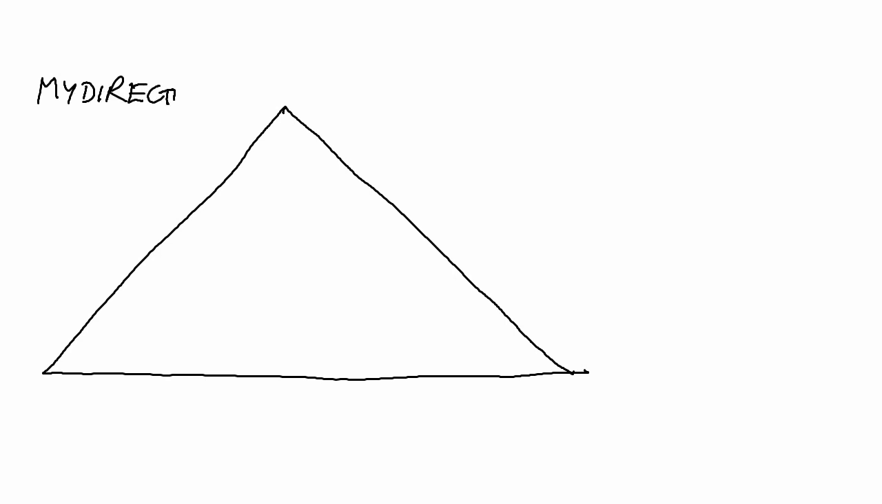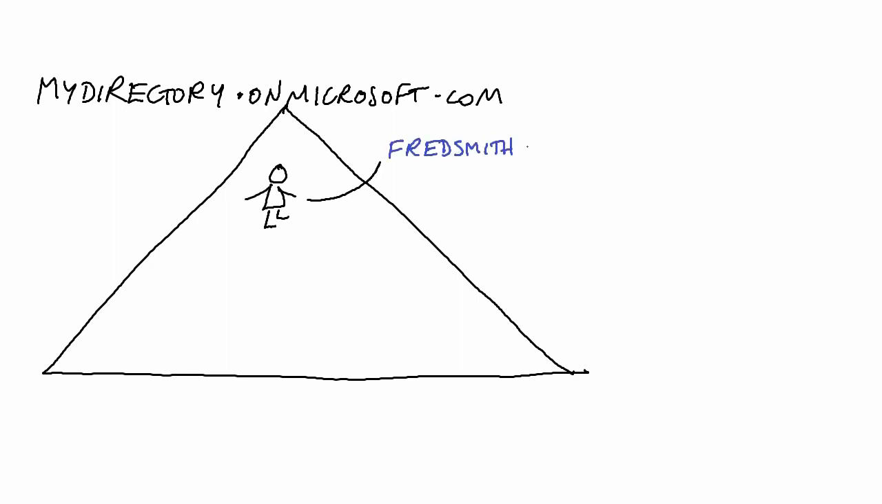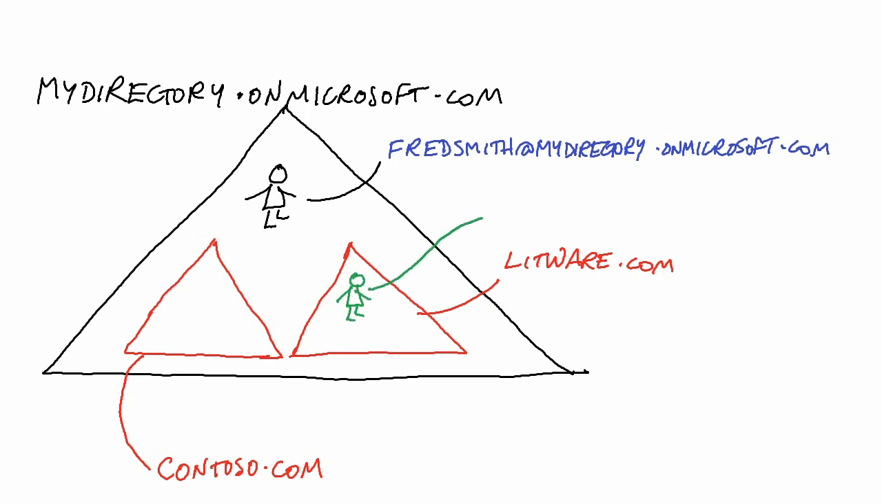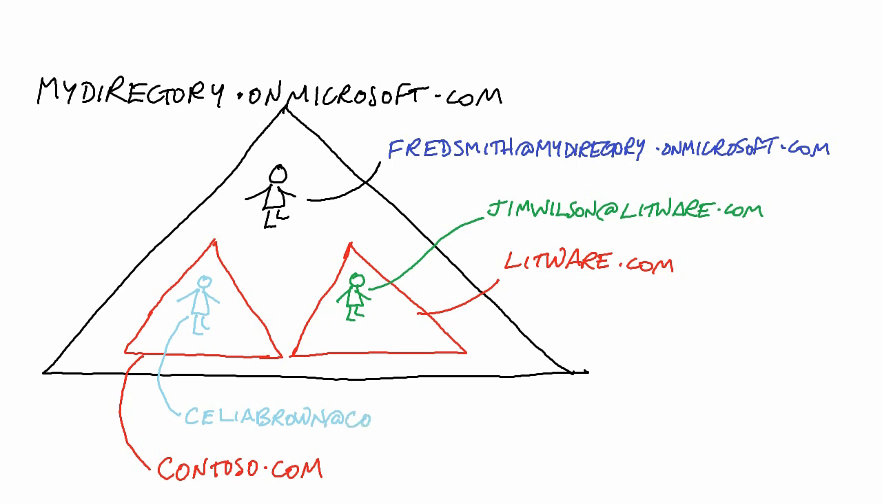You can incorporate the domains you own into your Windows Azure tenant. Its default name will be something along the lines of mydirectory.onmicrosoft.com, meaning the default users you create will have names like Fred Smith at mydirectory.onmicrosoft.com. When you add the domain names you own, such as say contoso.com or litware.com, you can then also create usernames that make sense to the users, such as Jim Wilson at litware.com or Celia Brown at contoso.com.